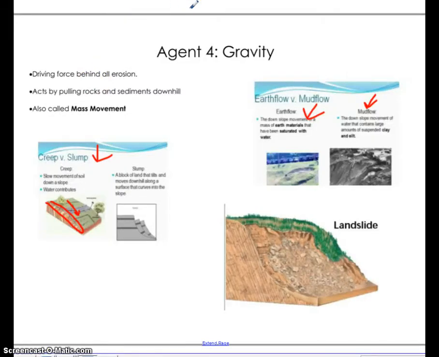So this concludes our video on agents of erosion number 3 and number 4, wind and gravity. So our 4 agents of erosion: wind, water, glaciers, and gravity. Those are the 4 natural agents of erosion that are going to transport and move material from one location to another. So you're going to now go into the lab area and start to identify the unique features and depositional features of each of these agents.